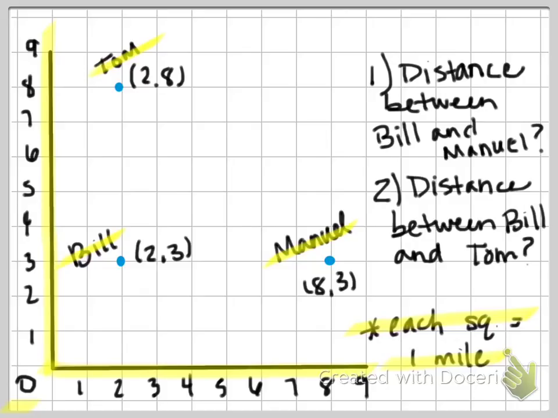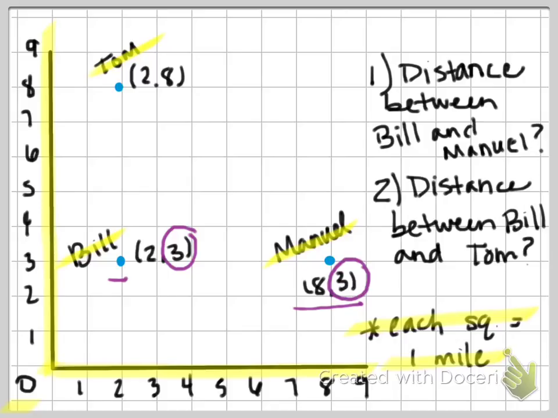So if you look at the first question, it asks from Bill to Manuel. So Bill is here. He is at 2, 3, or he is over 2 miles and up 3 miles. And Manuel is here at 8, 3. He's over 8 miles and up 3 miles. So what they should first notice is that they are both at the vertical location of 3 miles. So they are both 3 miles up from our origin, which means they're on the same street, right? If they're both 3 miles up, then they're both on the same street. But how far down the street is Manuel from Bill?